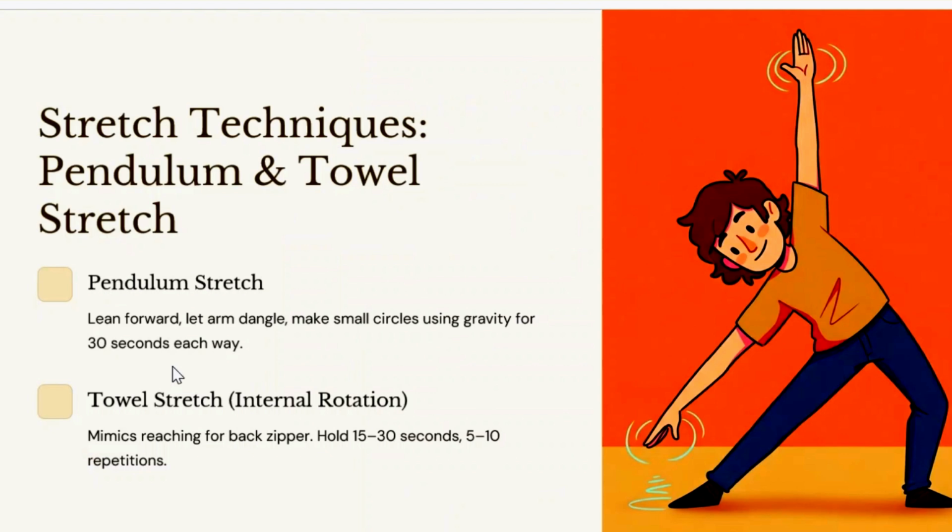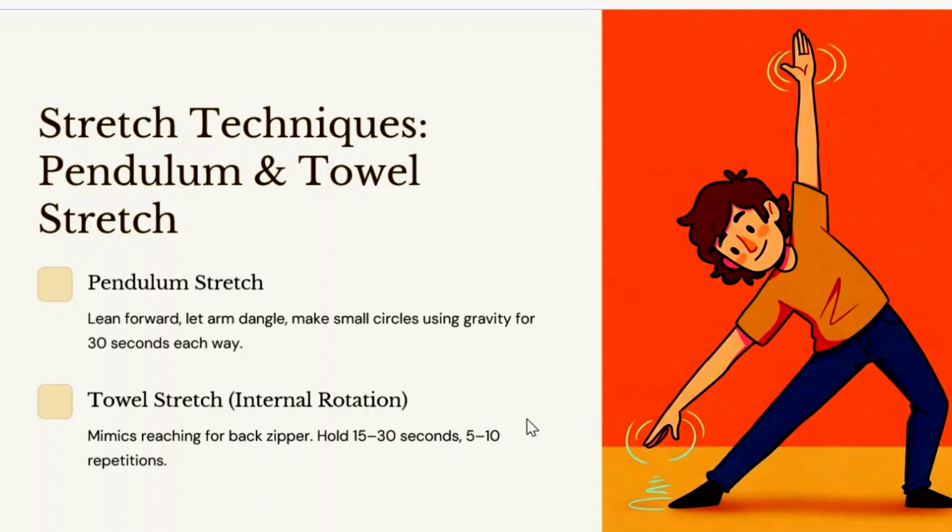So as you know, the pendulum stretch, what was happening? Patient can lean forward, not like that. This is just a random picture. Patient can lean forward, as you know the forward bending of the patient, arms are dangling. Yes, arms dangle like that. You can make small circles using gravity for 13 seconds both ways, first clockwise, then anti-clockwise.